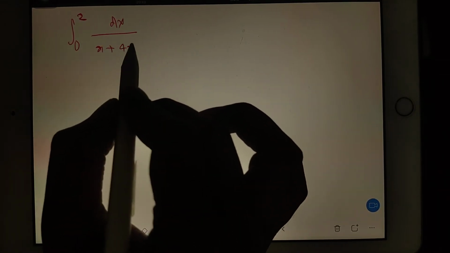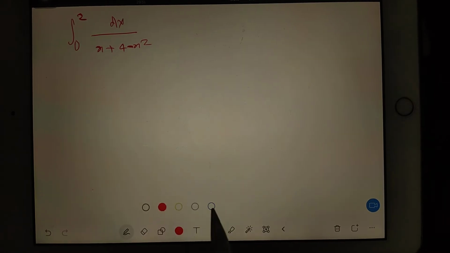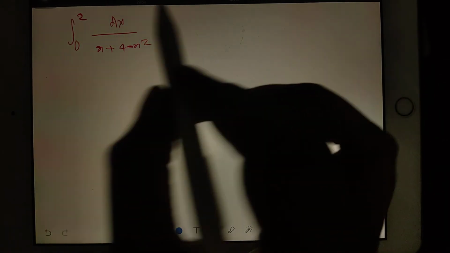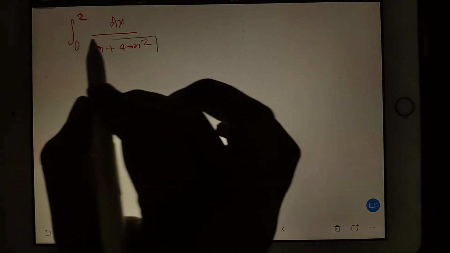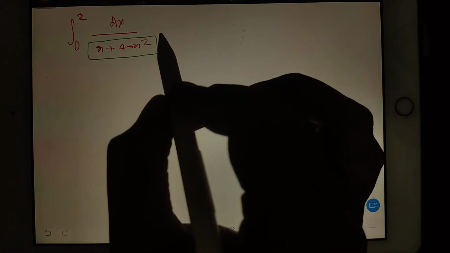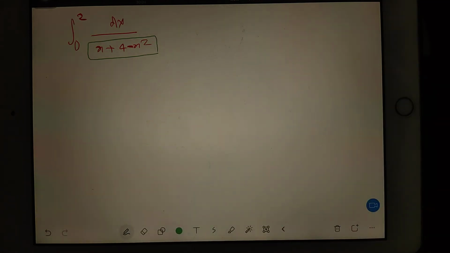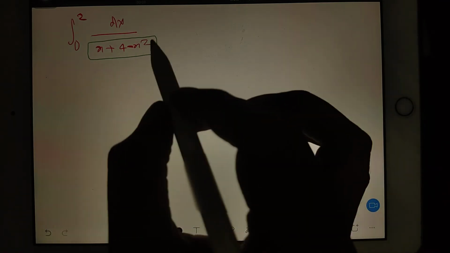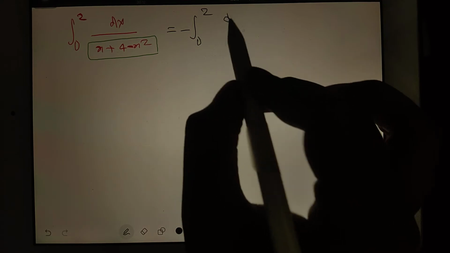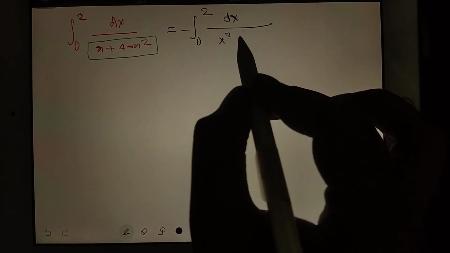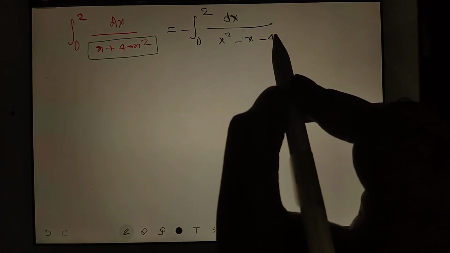Now see, it is a very popular format. These kinds of questions used to be trending. Actually see, this will help you to convert this into a perfect square kind of format. So how to do that? We can simply take the minus sign common. So from 0 to 2, take the minus sign common, so dx over x square minus x minus 4.